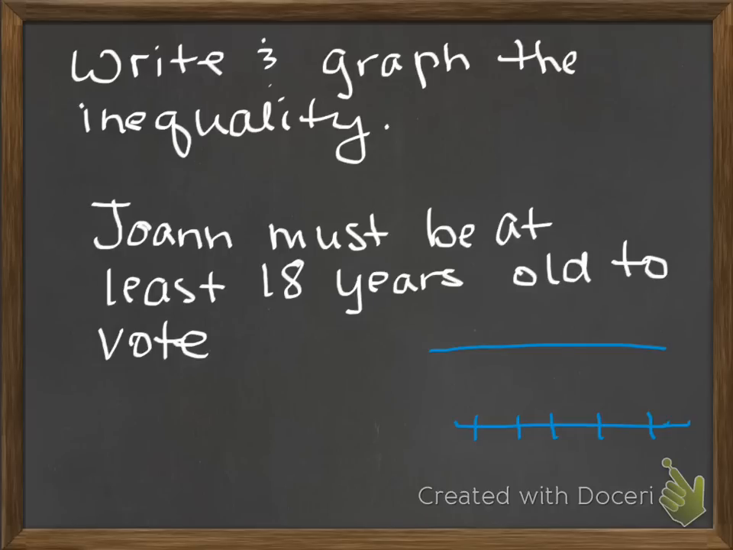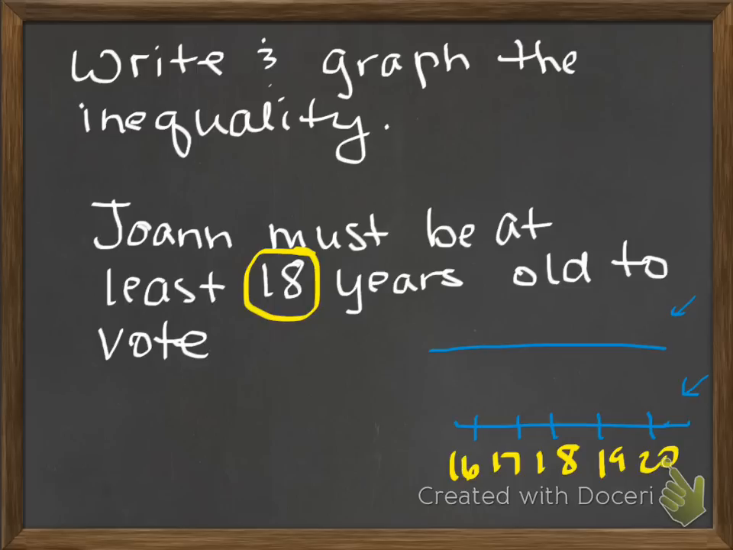So now you're going to see problems like this. So you'll have 2 problems that are like this. They're written as word problems, and there's an answer line, which is right here, and then there's a number line, which you're going to graph. It says to write and graph the inequality. Then you'll be given the words. It says Joanne must be at least 18 years old to vote. So let's go ahead and look at it. We know that 18 is the number that we're going to put on our line graph. So 18 is going to go right here. And then we'll fill in 17, 16, 19, and 20.